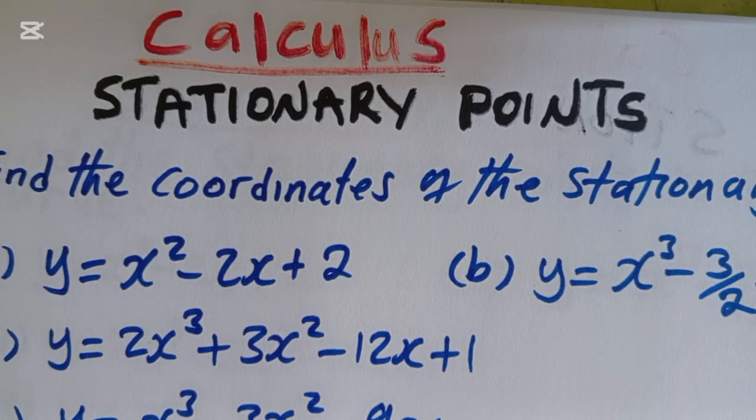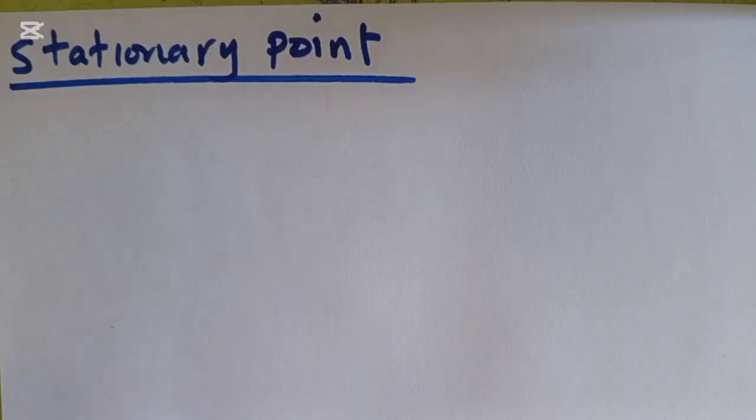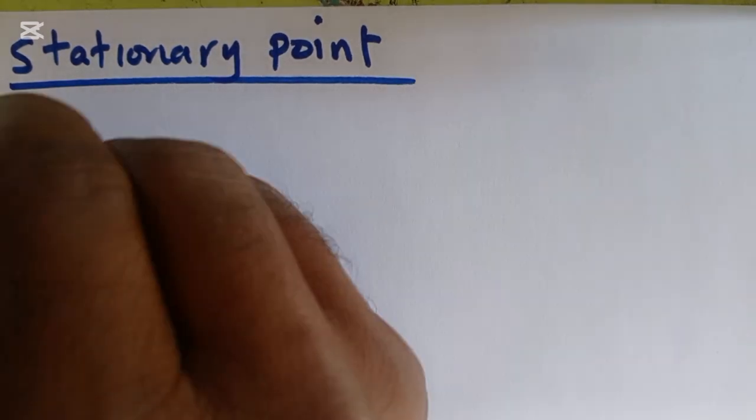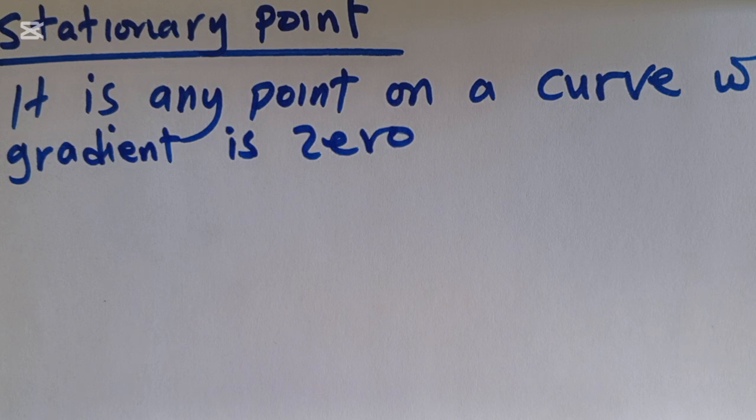Calculus, stationary points. Before we calculate the stationary points, we need to understand what a stationary point is. A stationary point is any point on a curve where the gradient is 0. That is what we call a stationary point.